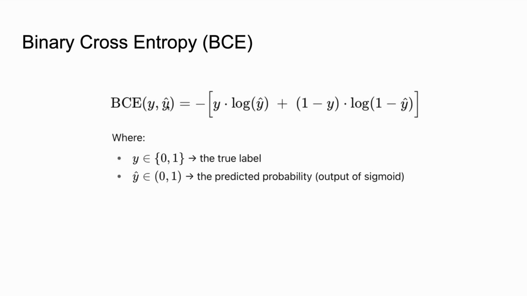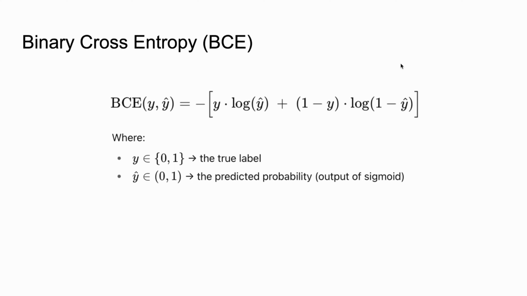And the y hat, that is the predicted probability, is going to be between 0 and 1. So this will be a real number, that means a decimal number. It can range from 0 to 1, including 0 and 1. So it's a probability value. And this is our formula for binary cross entropy.